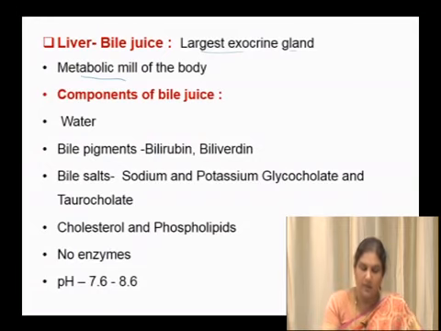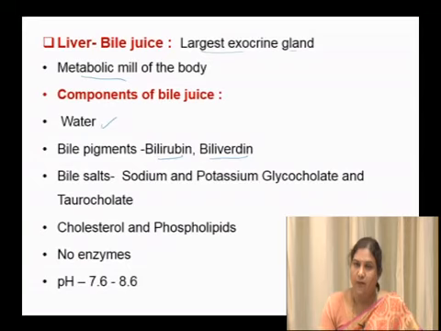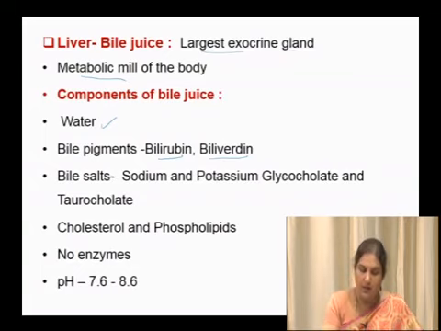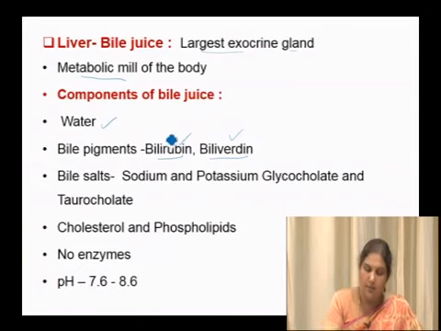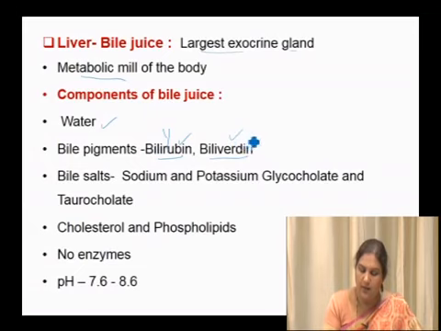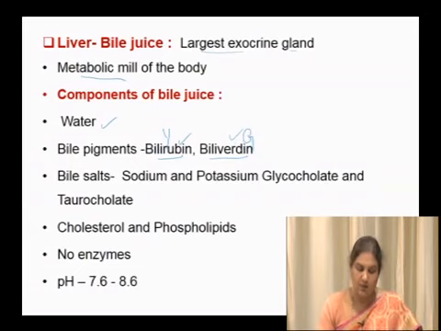The components of the bile juice comprise water, bile pigments, bilirubin and biliverdin. How are they formed actually? We call liver a crematorium of the RBC. The old and the worn out RBCs will be destroyed within the liver. As a byproduct, there is production of these two pigments, bilirubin and biliverdin. Bilirubin imparts yellow color, biliverdin imparts the green coloration.